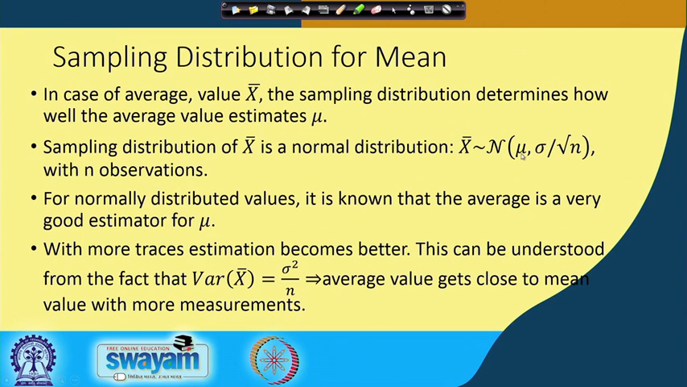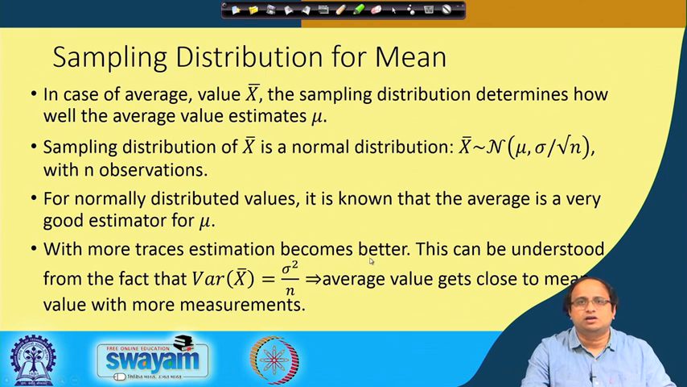The sampling distribution of x bar is a normal distribution, denoted as x bar following a normal distribution with the mean the same as mu, but the variance becomes sigma by square root of n. This also shows that when you increase the value of n, sigma by square root of n gets smaller and smaller. That means the average value is getting close to the mean value with more and more measurements, more and more observations. Therefore, for normally distributed values, the average is a very good estimator for mu, and with more traces the estimation becomes better, tending more towards the value of mu.